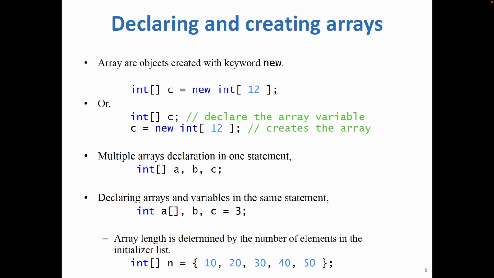So this is an important part. This is one way, or I can first only declare it: okay, c will be an integer array, and then I can create the array in another line.